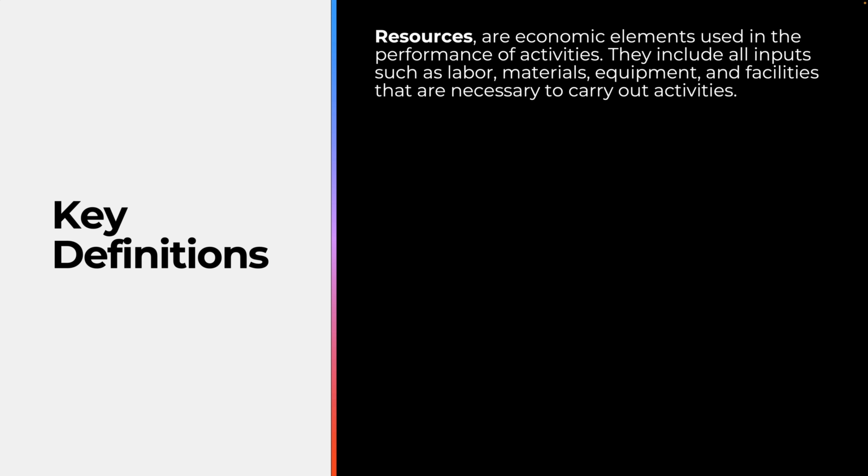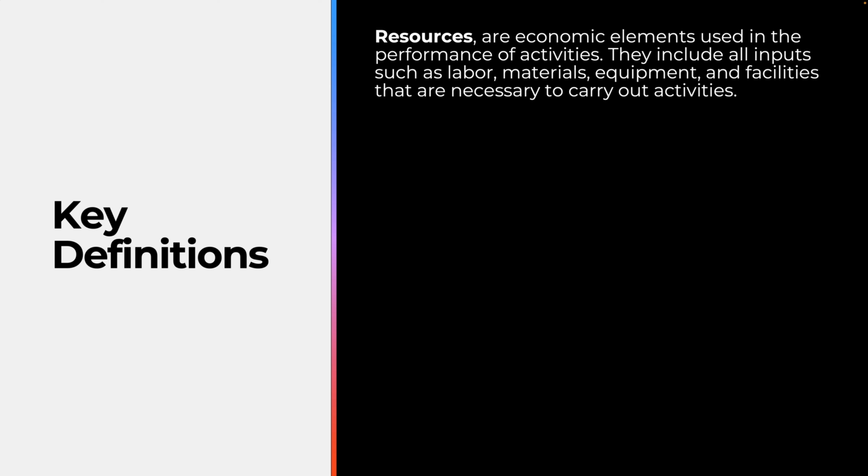The key definitions. We'll start with resources. Resources are economic elements used in the performance of activities. They include all inputs such as labor, materials, equipment, and facilities that are necessary to carry out activities. Resources represent the costs incurred by a company, such as salaries, utility expenses, and depreciation. They are a starting point in the activity-based costing system as they provide the pool of costs that need to be allocated. We'll talk more about pools in a minute.